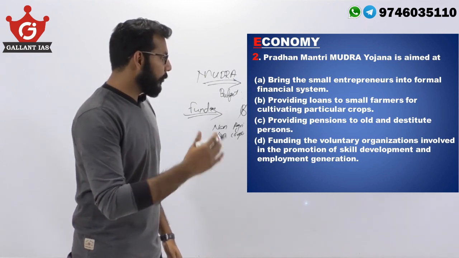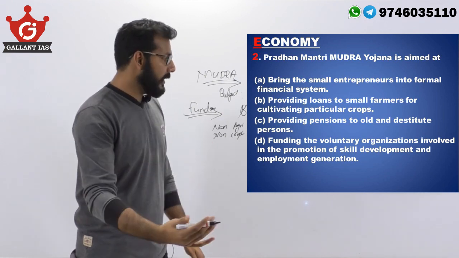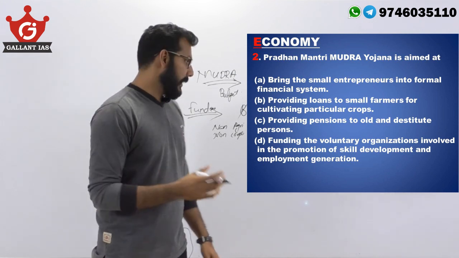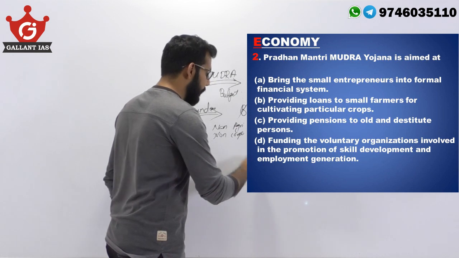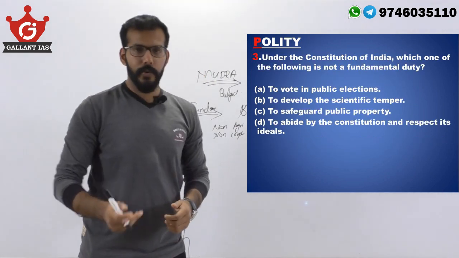D, funding the voluntary organization involved in the promotion of skill development and employment generation. Again, D is not our answer. Our right answer is A. Let's move on to the next question.